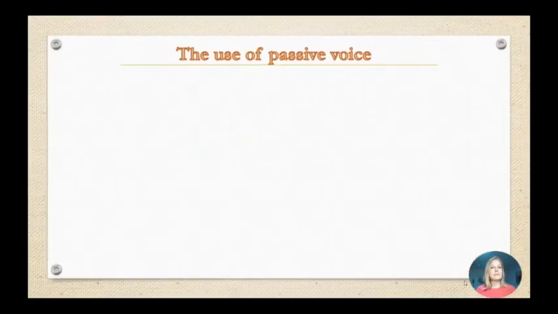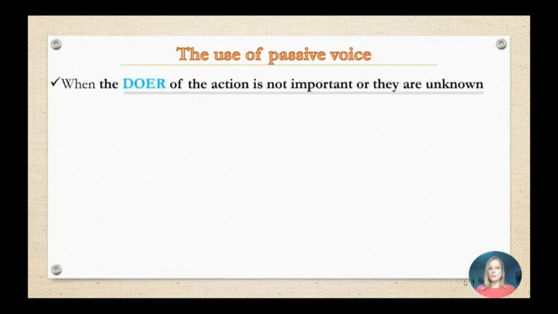The use of passive voice. So when do we use passive voice instead of active voice? We use passive voice when the doer of the action, the performer, the person who does the action is not important or is unknown. For example, if we address the situation like this, the window was broken, we are not concerned who did it, or we don't know who did it. What's important is the fact that the window is now broken and that I will probably have to buy another one.